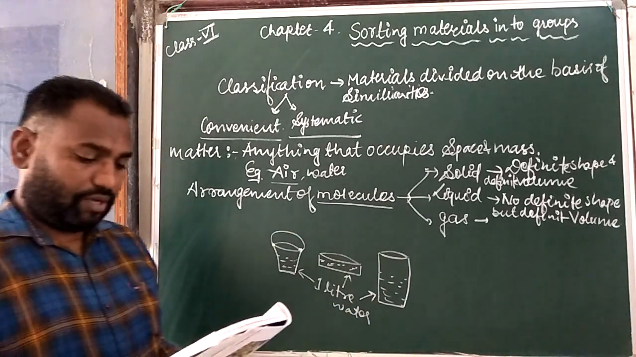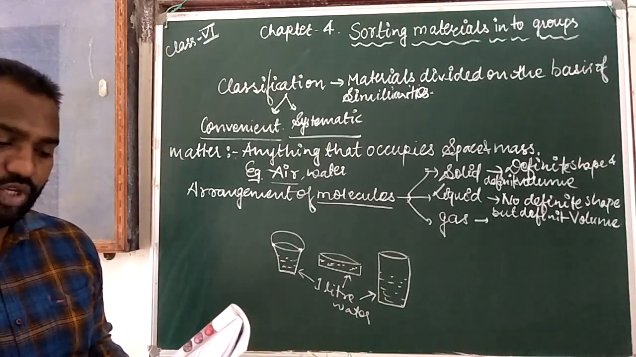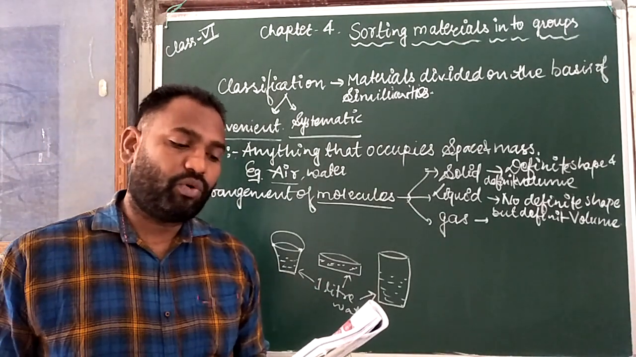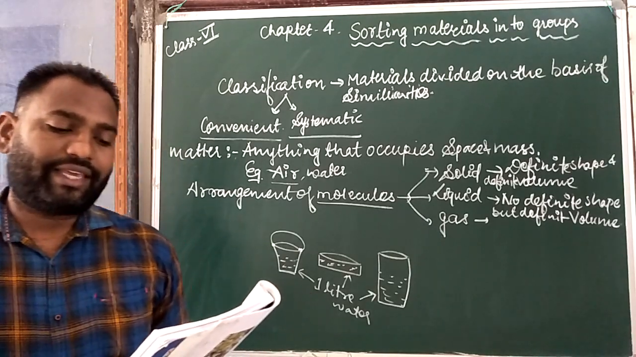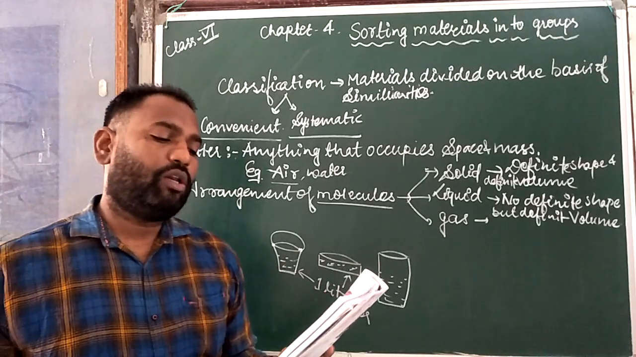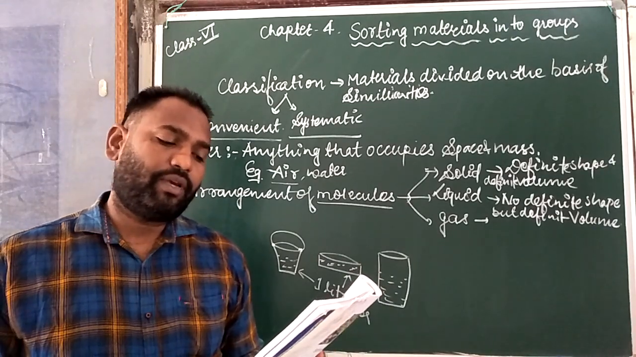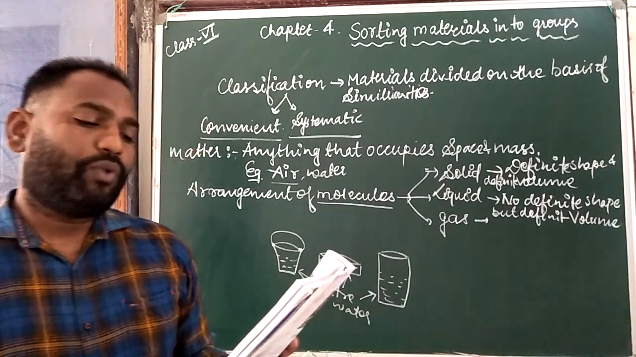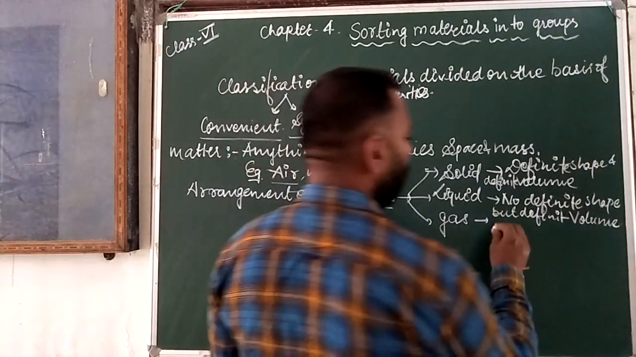For a gas, the molecules are far apart from each other. There is hardly any attractive force acting between them. So a gas does not have a fixed shape or volume. Thus molecules move around freely and occupy the entire space available to them. So no fixed shape and no fixed volume.